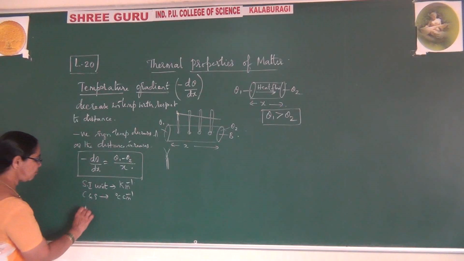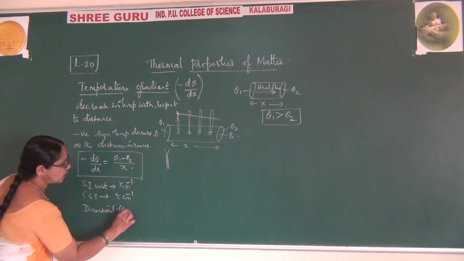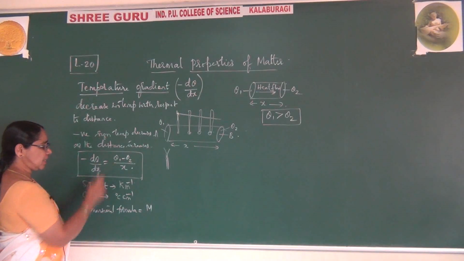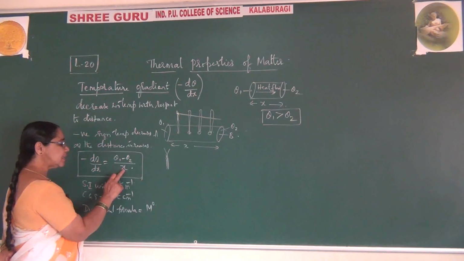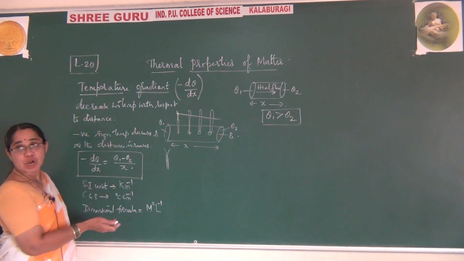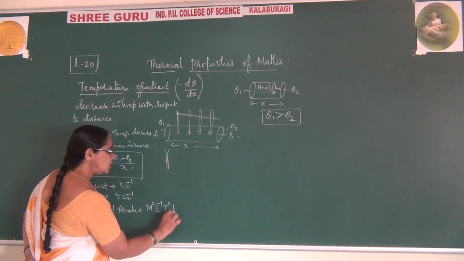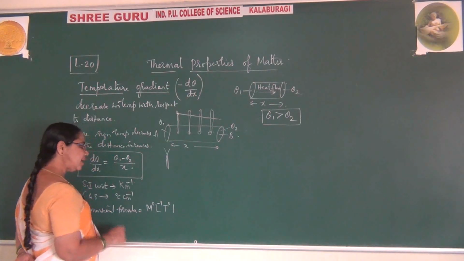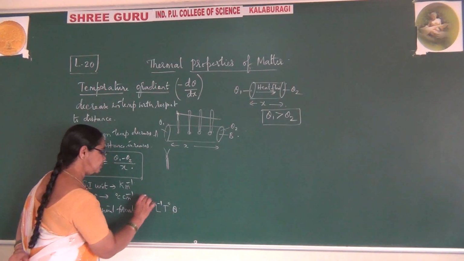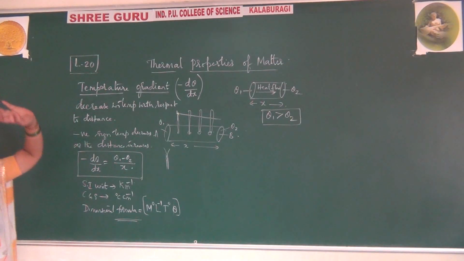What is the dimensional formula for this? So the dimensional formula: here there is no mass in this expression, so M to the power of 0. Distance is there, but it is in the denominator, so L to the power of minus 1. The time is not there, so T to the power of 0. What is the one? Temperature. Temperature is expressed in Kelvin, which is the SI unit, but theta is the symbol. So let me write theta. So this is how you write the expression for the dimensional formula for temperature gradient.